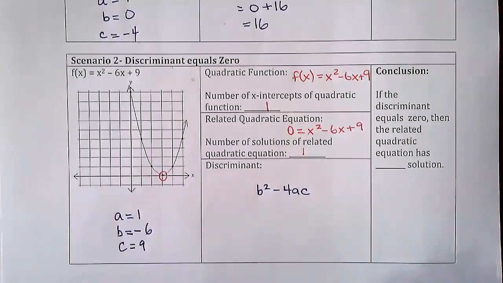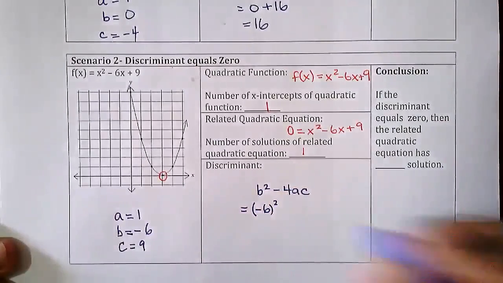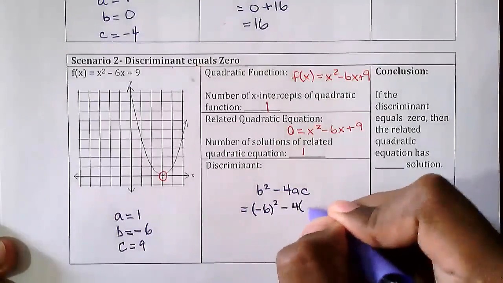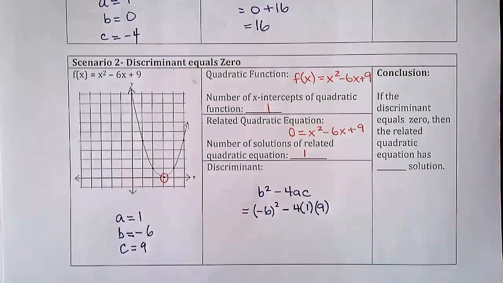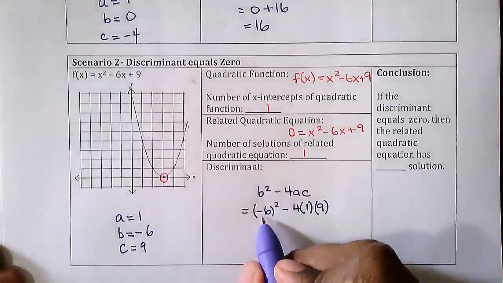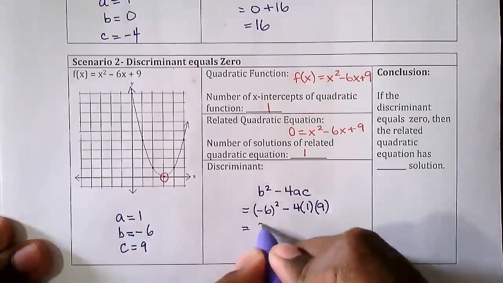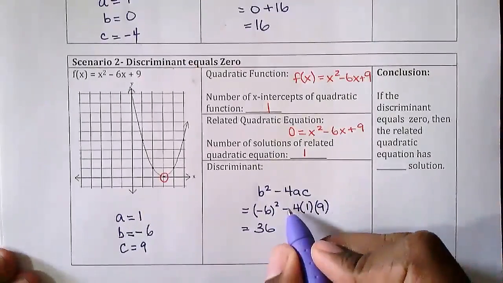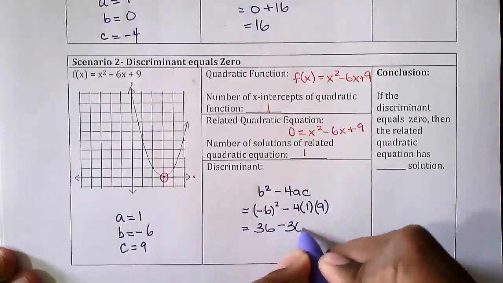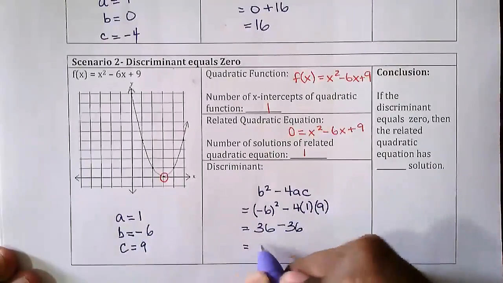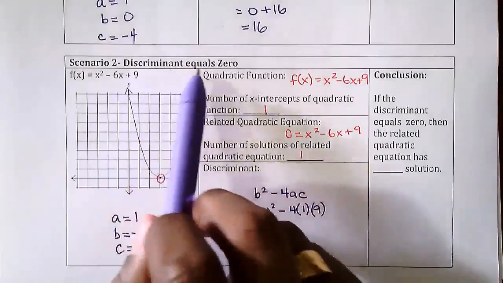Once we have these numbers, we can plug them in. So b squared is just negative 6 squared minus 4, 1, and 9. Notice that whenever I substitute in something, I keep it in brackets. So let's take a look at this. Negative 6 squared is the same thing as negative 6 times negative 6, which is positive 36. And negative 4 times 1 times 9 is negative 36. 36 minus 36 is equal to 0. So this is the scenario where the discriminant equals 0.